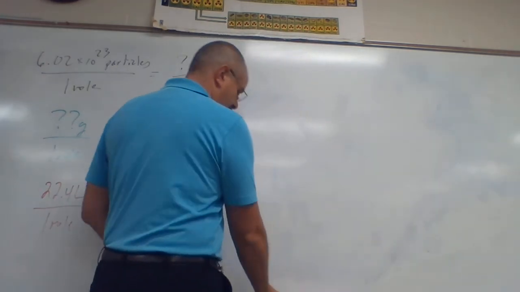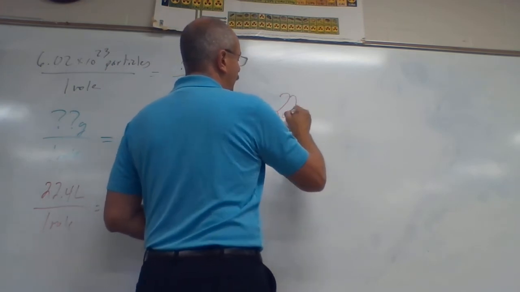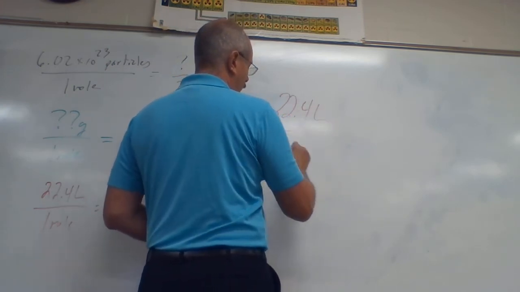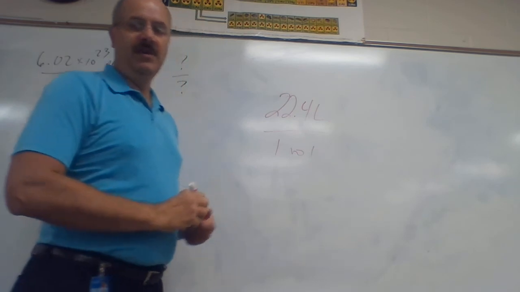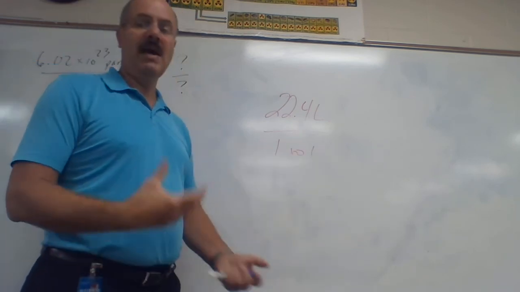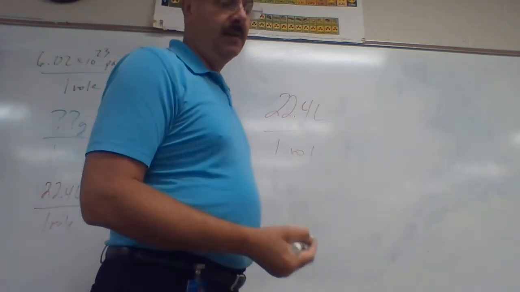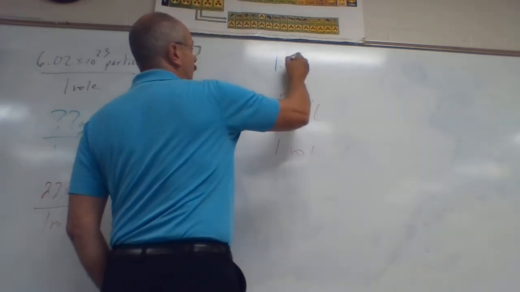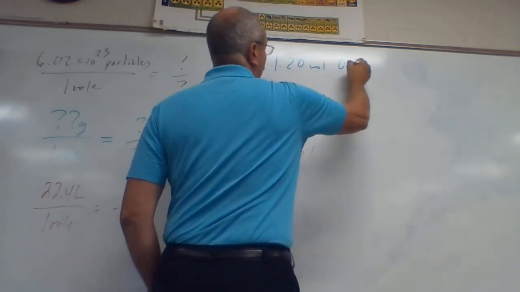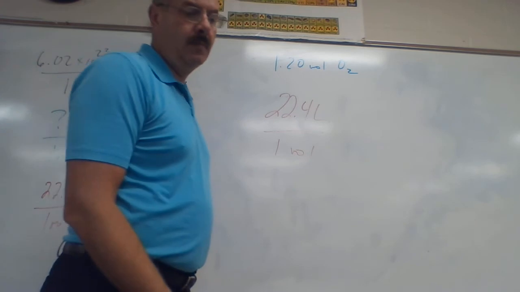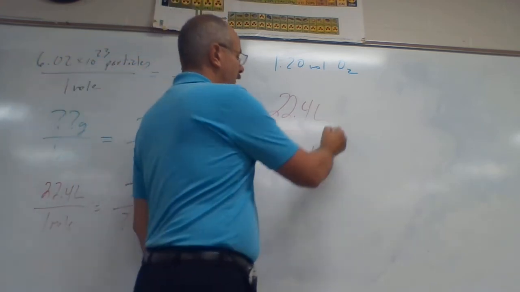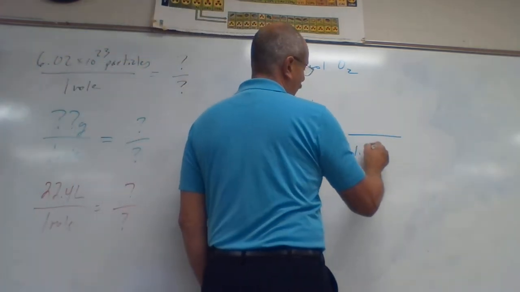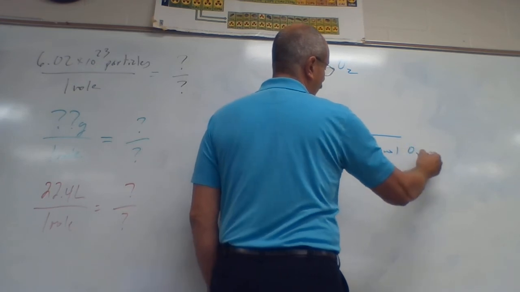Oops, I erased my 22.4, didn't I? 22.4 liters per 1 mole. Remember, I wasn't putting in the gas on these because it doesn't matter what gas it is, really. So letter C, we got 1.20 moles of O2. Yep. So we're going to go to the other side. Well, that's on my bottom. I got 1.20 moles of O2.